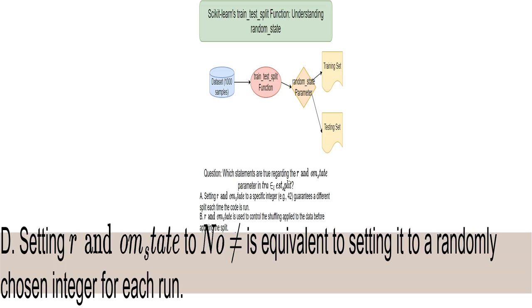Let's think about statement D. It suggests that random_state equals none is the same as choosing a different random integer each run. That's incorrect. random_state equals none actually means no seed is set, leading to a non-deterministic split, similar to omitting random_state completely.